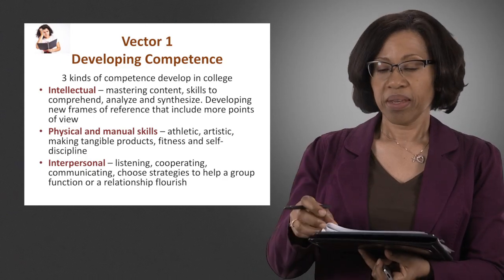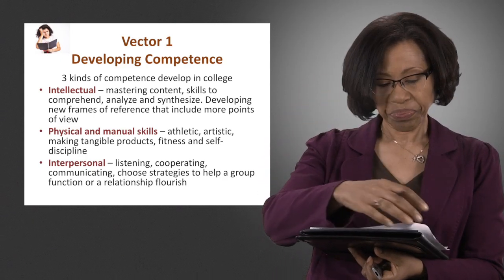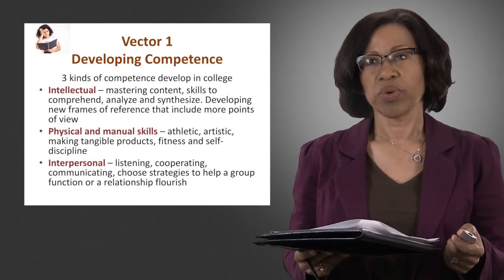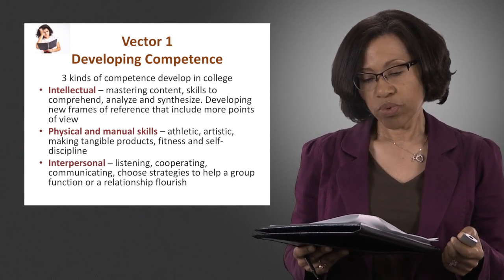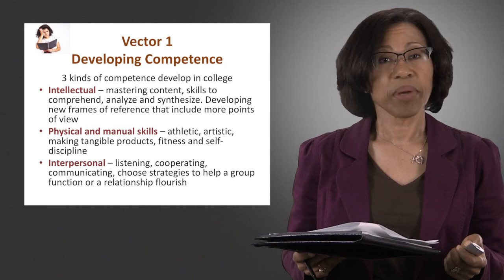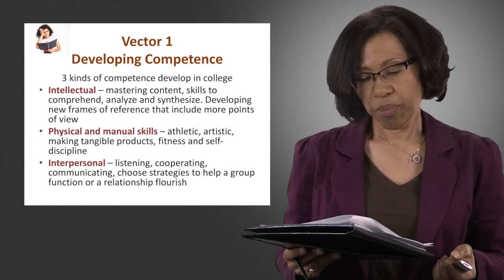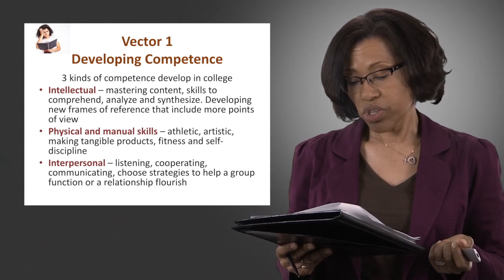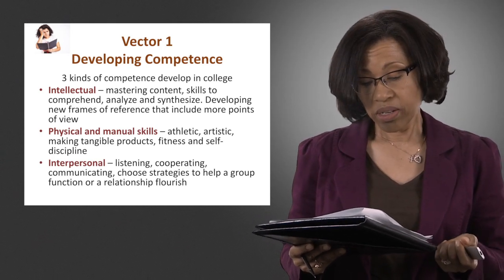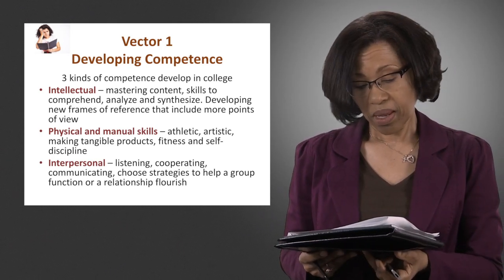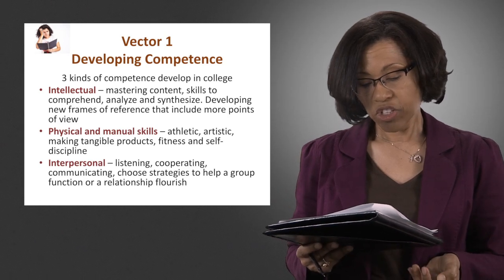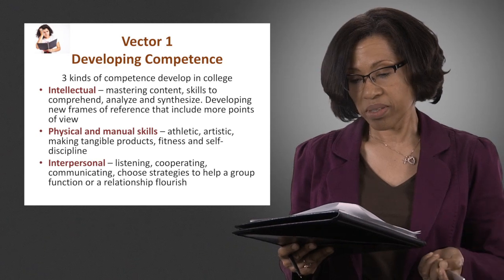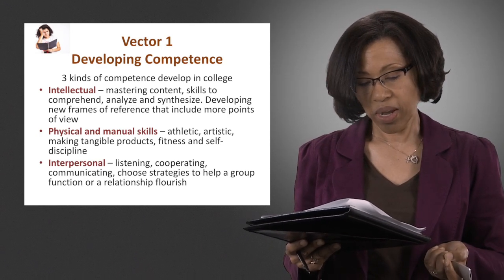Vector 1, developing competence. There are 3 types of competence that a student would develop in college: intellectual, physical and manual skills, and interpersonal. The intellectual involves the acquisition of knowledge and skills related to particular subject matter. Development of intellectual, cultural, and aesthetic sophistication would come under this subsection of Vector 1.